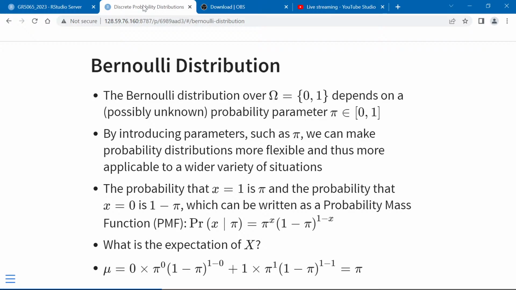So we take 0, multiply it by this, putting in 0 for x, but 0 times anything is just going to be 0. And then we take 1 and then evaluate this at 1, so we get pi to the 1, which is 1, 1 minus pi to the 0, which is 1. And so this whole thing results in pi.